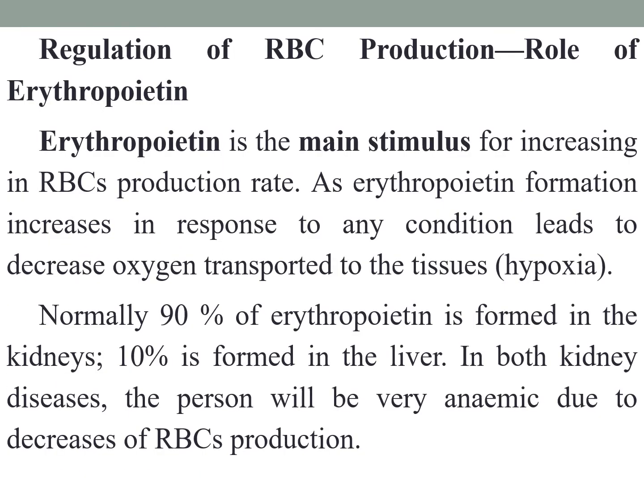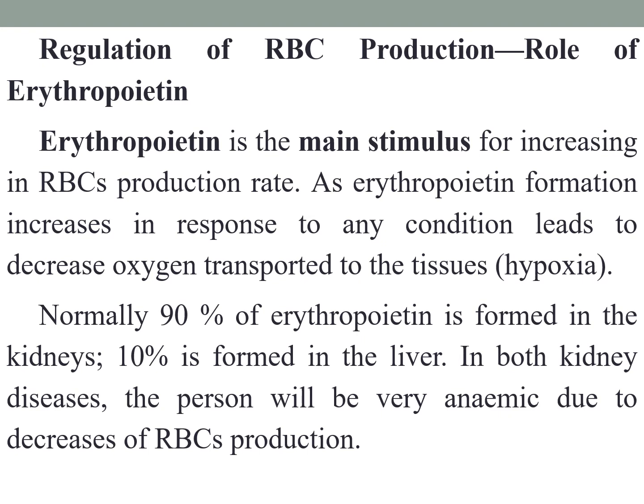What is the role of erythropoietin in red blood cell production? Erythropoietin is the main stimulus for increasing the red blood cell production rate, because erythropoietin formation will increase in response to any condition which leads to decreased oxygen transported to the tissue, which we call hypoxia. Normally 90% of the erythropoietin is formed in the kidneys, while only 10% is formed in the liver.